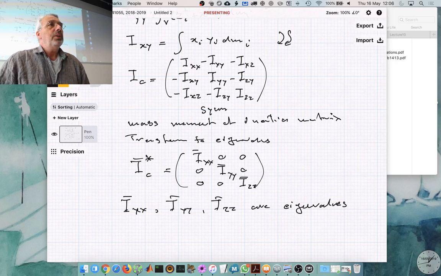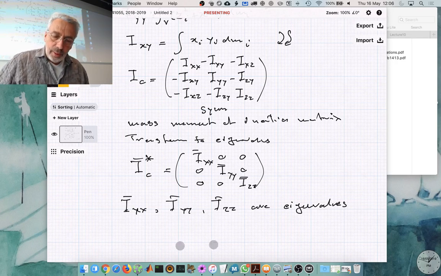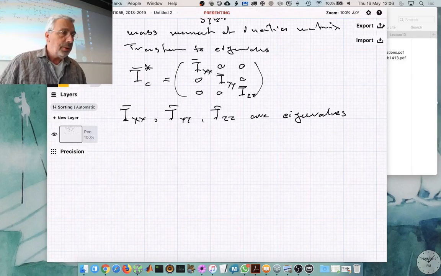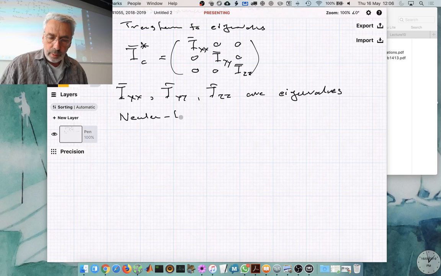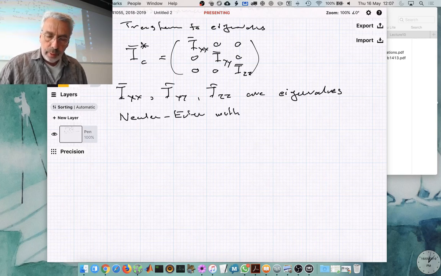But these equations, they are strange, right? Let's write them again with these principal values. So the Newton-Euler equation, Newton-Euler with principal axes, as we call them.